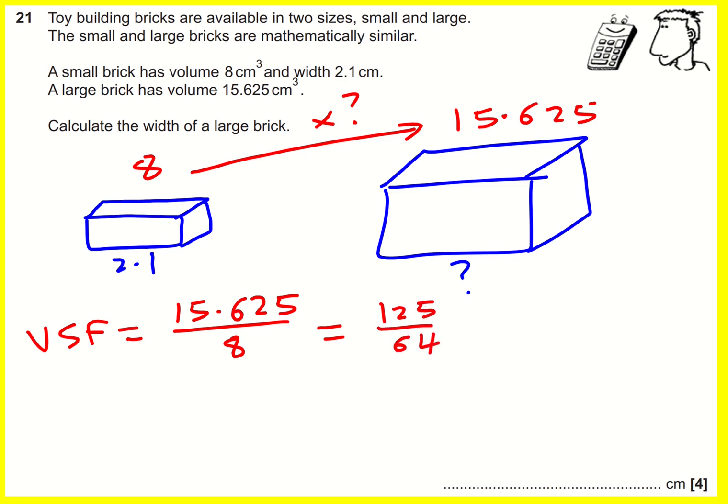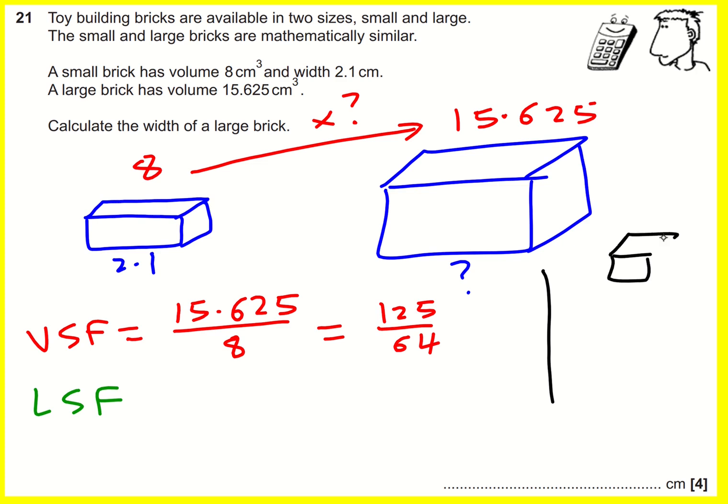Okay. Now what we do not do is multiply 2.1 by that, because this is a volume scale factor and we want the length scale factor. They are different, it's different concepts. And before I do any more, I just want to remind you why.